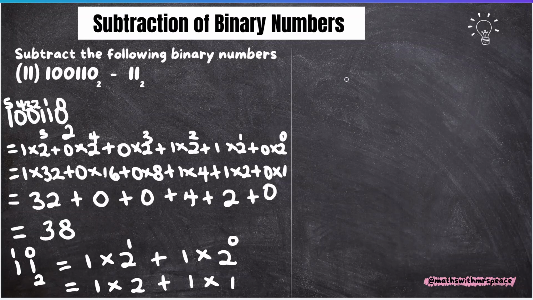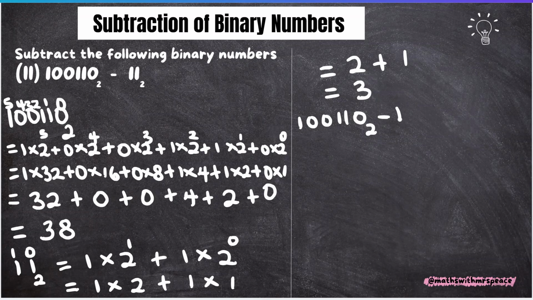Next, we'll go ahead and multiply, and this is going to be equals to 1 times 2 is 2 plus 1 times 1, which will give us 1. And we have 2 plus 1 to be equals to 3. So now that we've converted both numbers, we're going to go ahead and subtract. We can see that 100110 in base 2 minus 11 in base 2 will be equal to 38 minus 3, which is equals to 35.